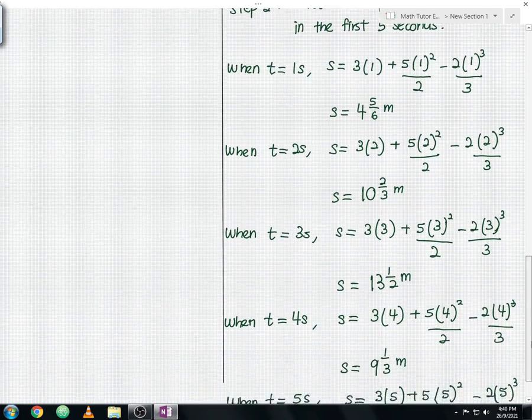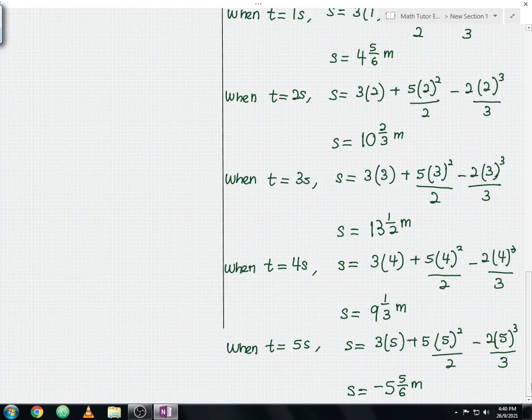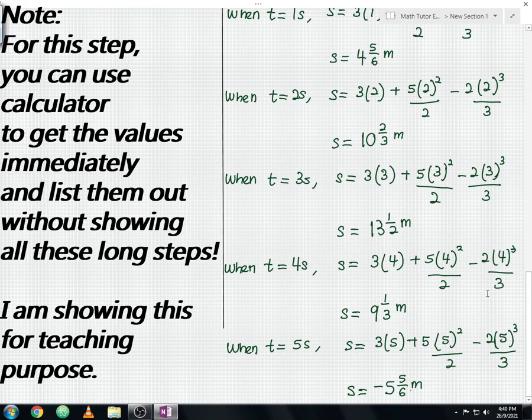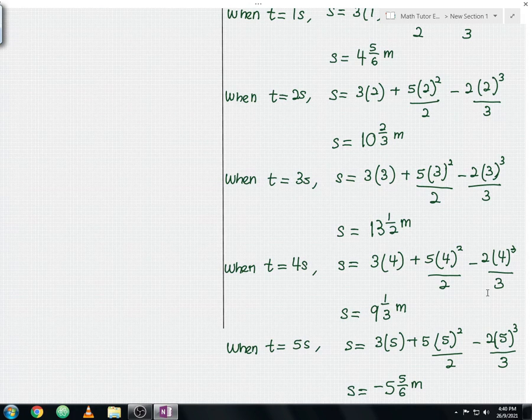I know it's a tedious step, but in reality you no need to show this long step, guys. You just have to key in your calculator and it will save you a lot of time. The reason why I'm showing you this step-by-step working is so that you will be able to understand better. Okay, so once you've already calculated the displacement traveled in the first 5 seconds, the next step you're going to do is sketch the motion diagram. Okay, so please wait and I'll come back with the motion diagram.